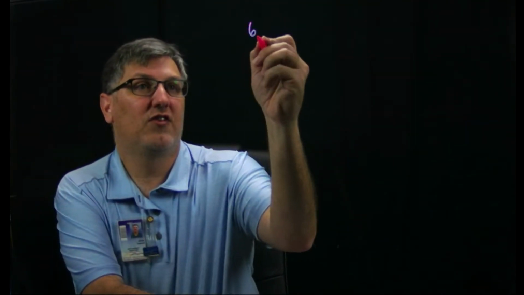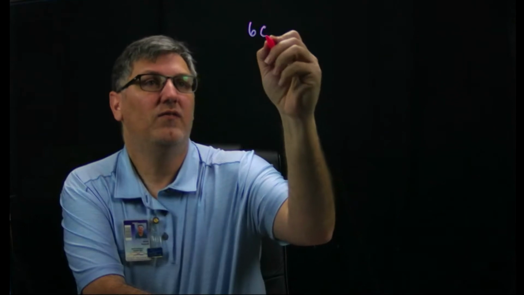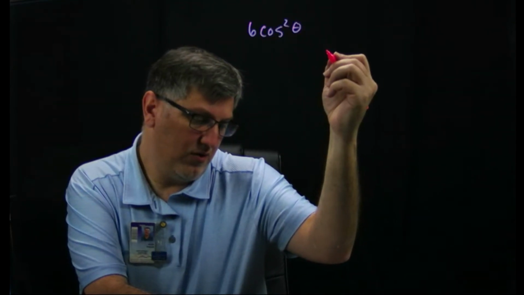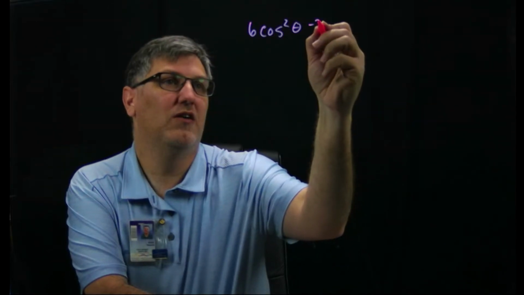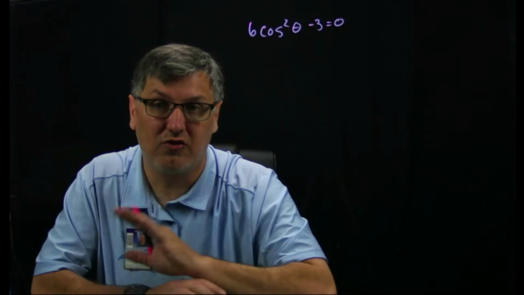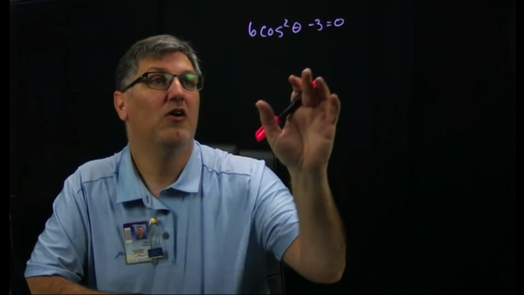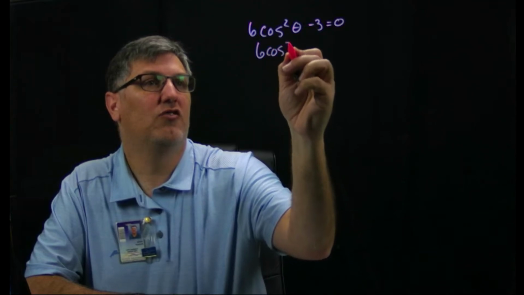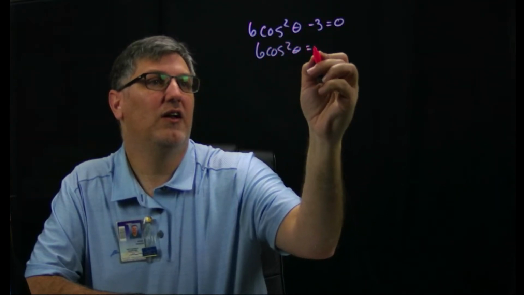We've got 6 cosine squared theta minus 3 equals 0. And at first I want the general solution. So let's find the general solution to this. So here I'm going to add 3 to both sides. I've got 6 cosine squared theta equals 3.